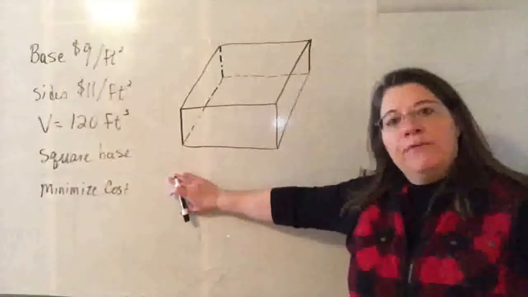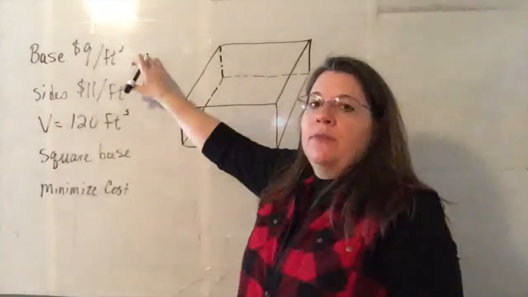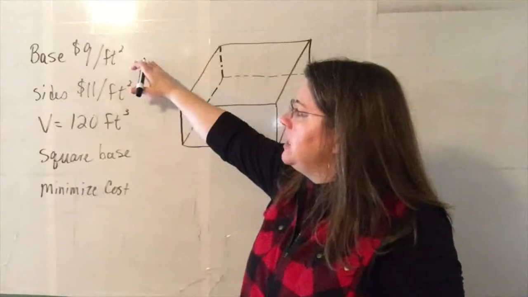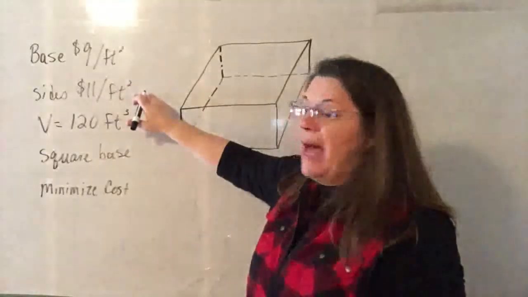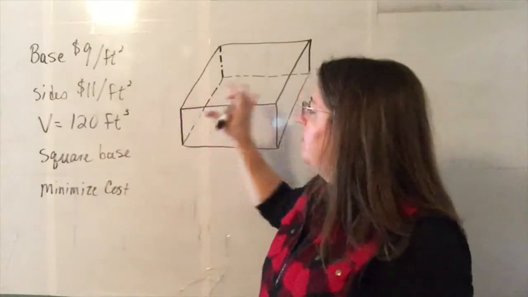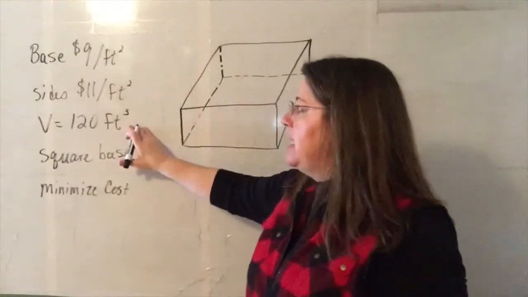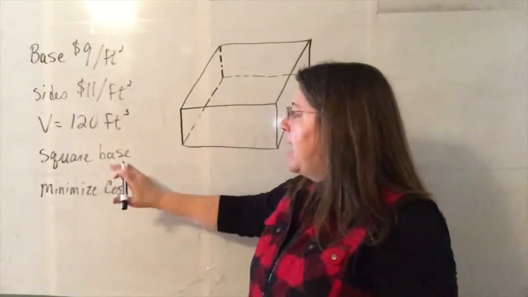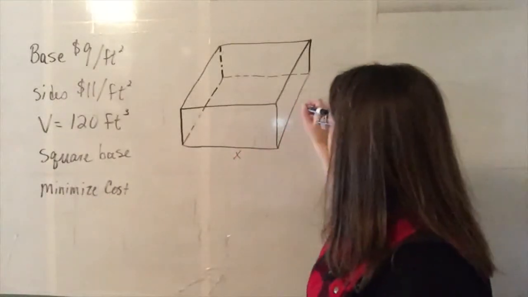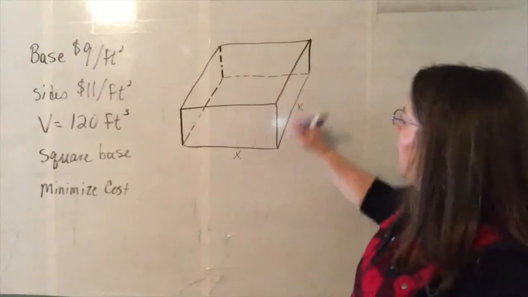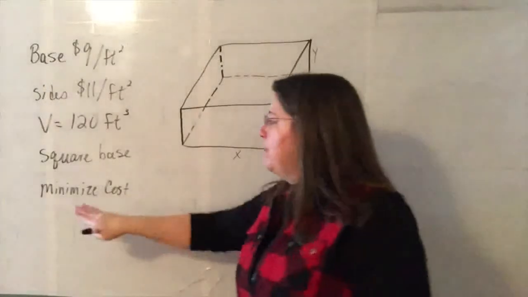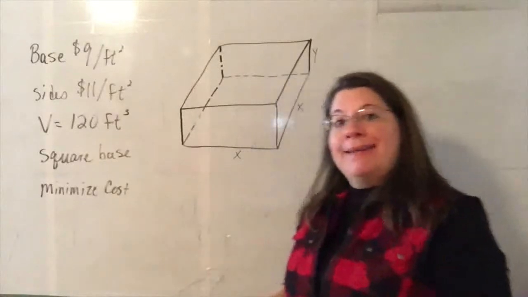I've got all the important information for the second problem here. The cost of the base material is $9 per square foot. The cost for each of the sides is $11 per square foot. The volume of my entire box has to be 120 feet cubed. I have a square base, so I'm going to make this X, and I'm going to make my height equal Y. And we're trying to find the minimum cost. So we're minimizing cost.